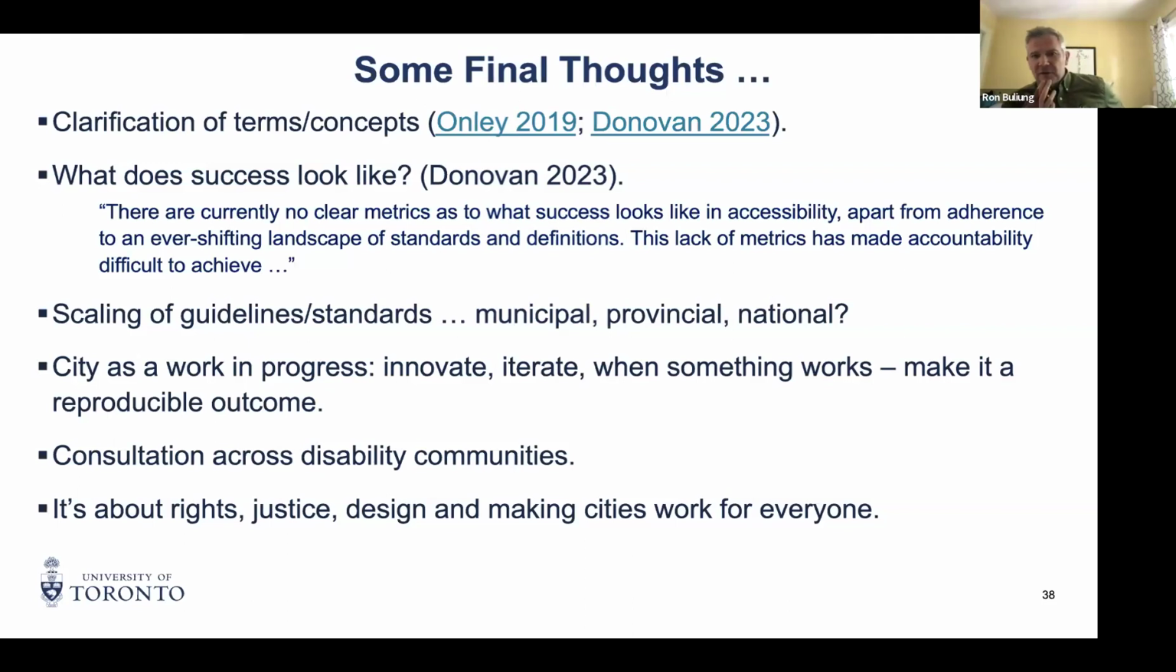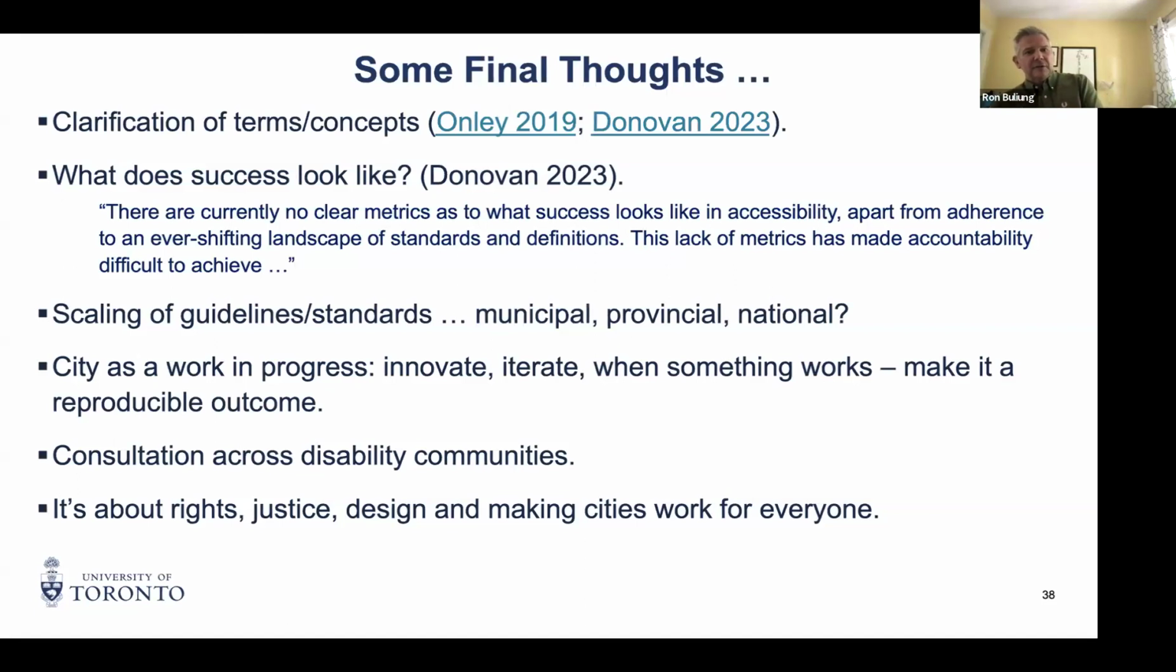And the other thing, drawing on some of the reviews of the Accessibility for Ontarians with Disabilities Act, there is some concern that there's a lack of clarity on terms and concepts. If you think about the start of my talk, there are many different ways to define and think about disability, right? And what does that look like downstream when we get to the point of building something in the city?